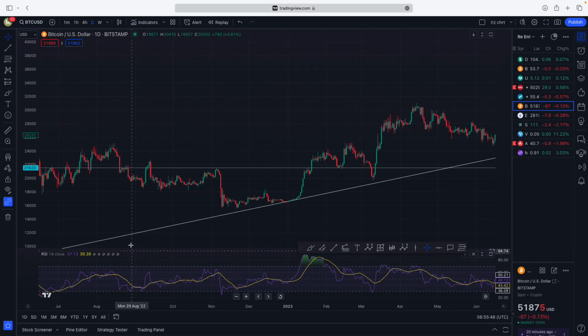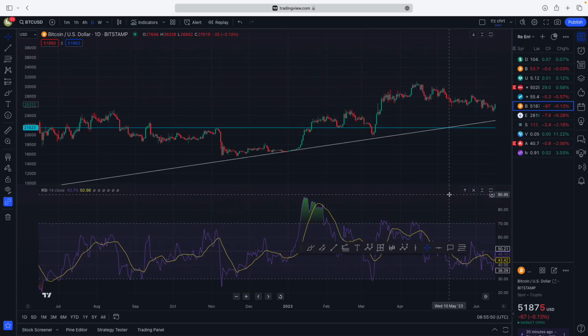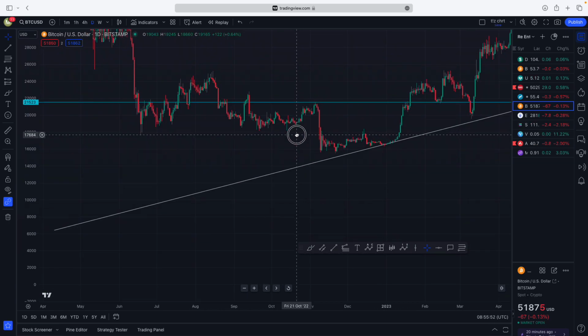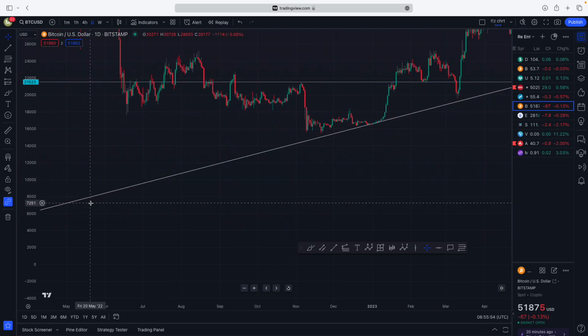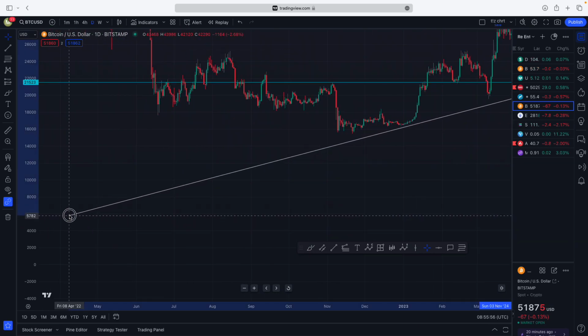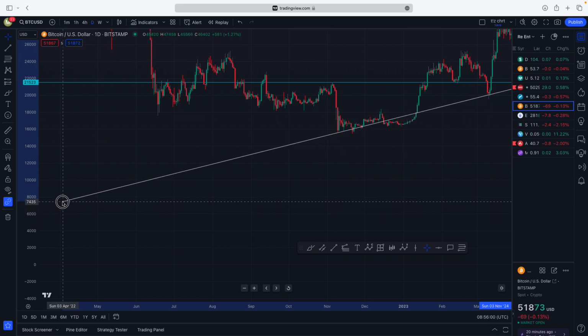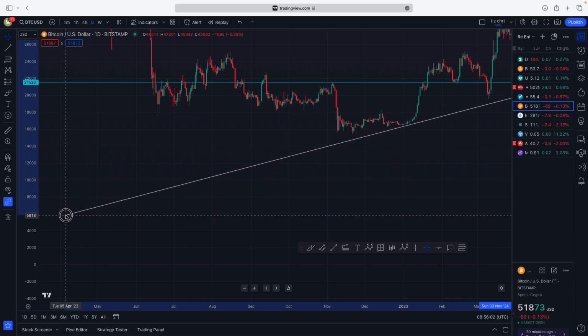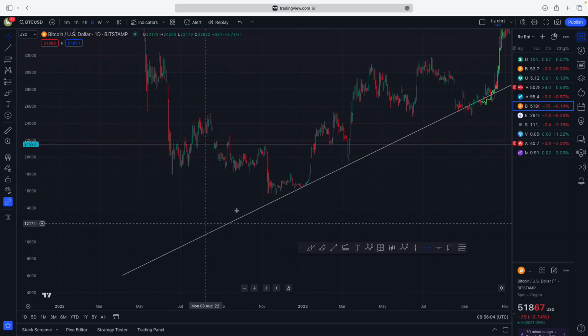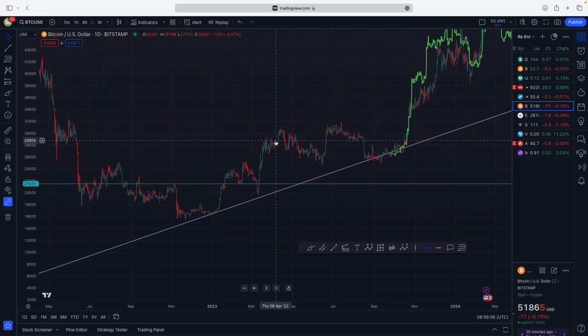So starting out with Bitcoin, guys, today we will not need the RSI. Starting out with Bitcoin, you can see that we have the main trend for Bitcoin actually coming in down here, that actually has formed down here. You can either draw it like this or like this. I would like to actually draw it in a way like this.